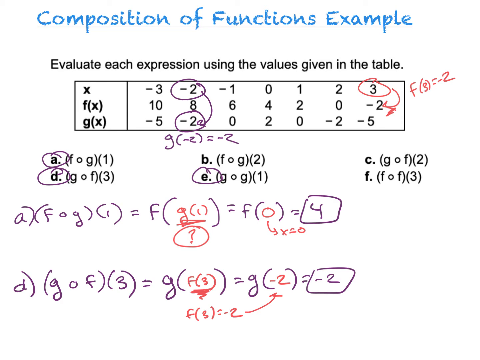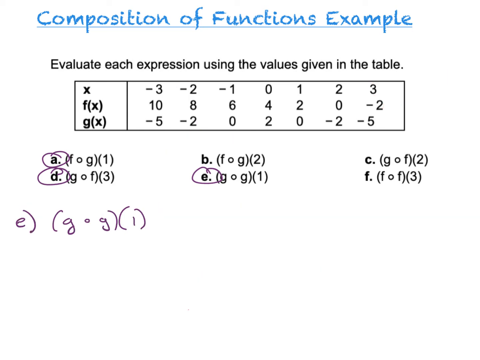Okay, let's try at least one more. We'll do E, g of g of 1. This 1 is the x value, and we want to find g evaluated at the output for g of 1. So let's figure out what g of 1 is. Going along the x values, x equals 1, g of 1 is 0. X equals 1, the g value is 0.